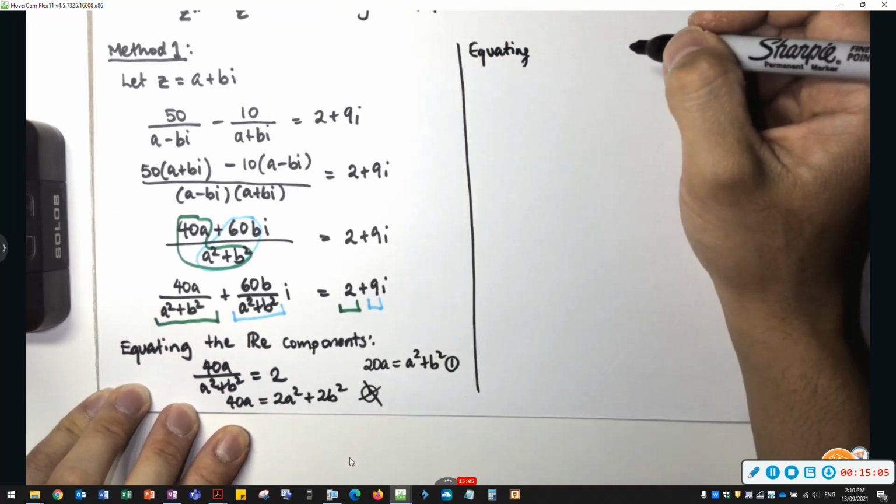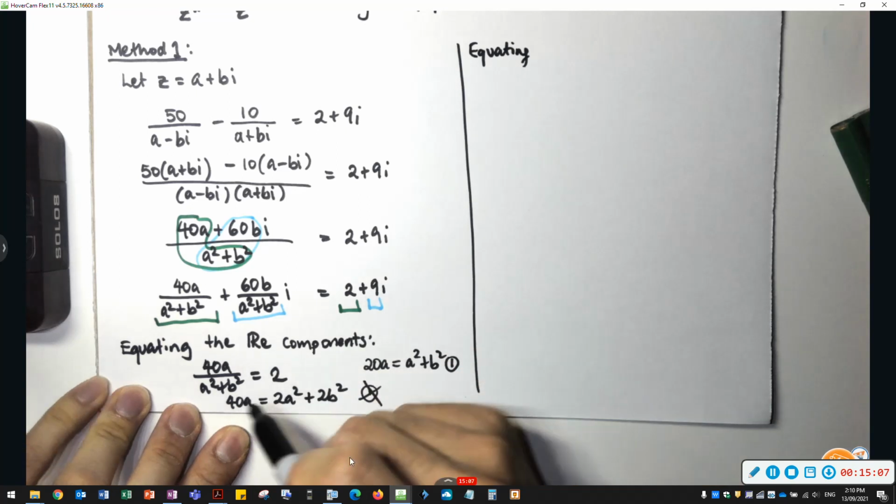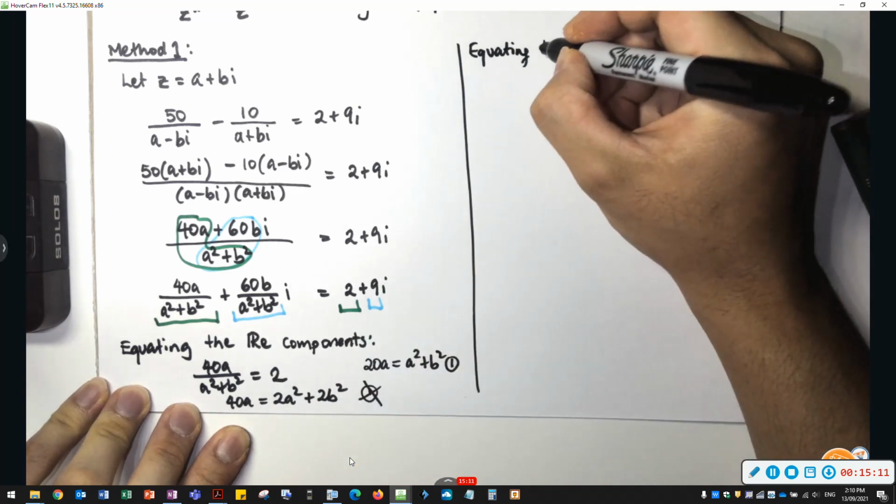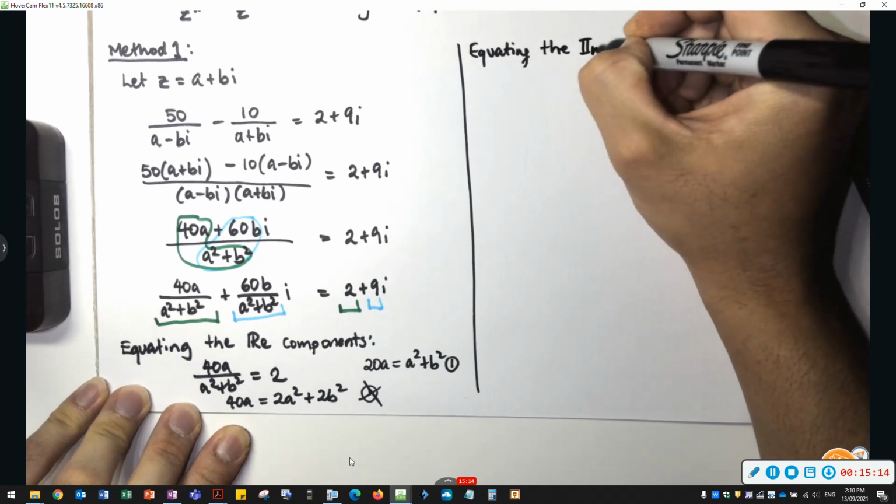Okay, so equating the imaginary components.